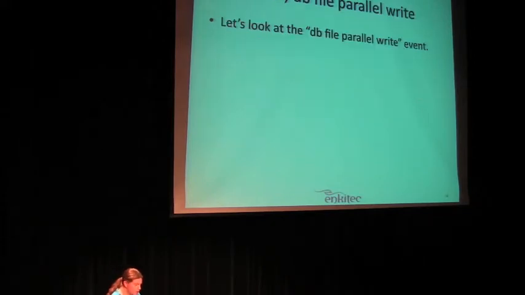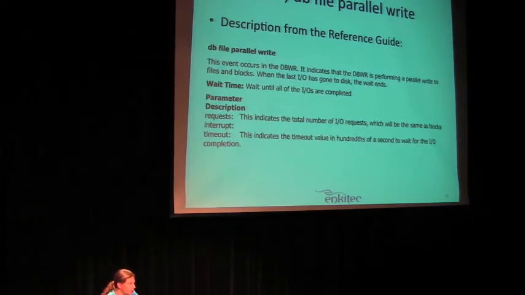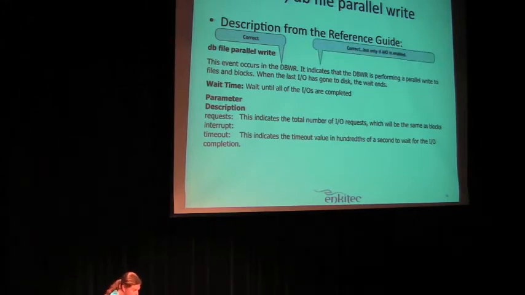Now let's look at the DB file parallel write wait event. This is what the documentation says. This is the documentation of version 11.2. It says this event occurs in a database writer. That's correct. It indicates that the database writer is performing a parallel write to files and blocks. Correct, if you are using asynchronous I/O. By nature of synchronous I/O, this can't be true because it has to issue the writes one after another.